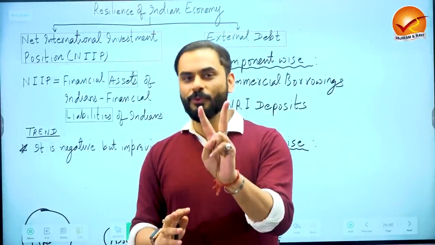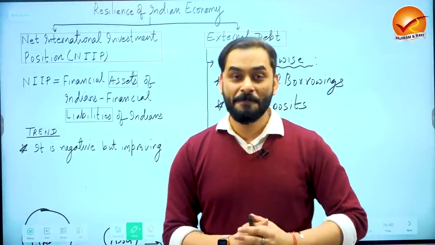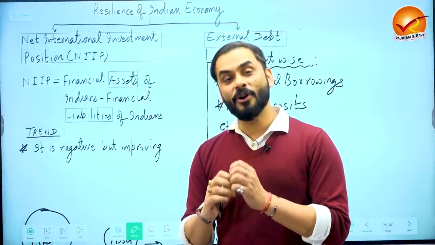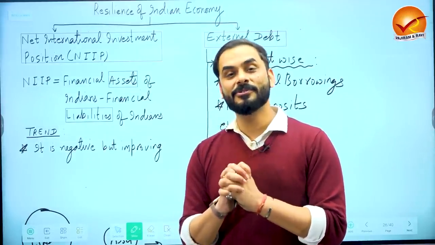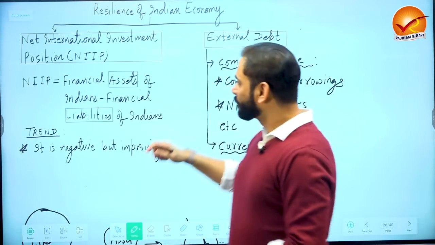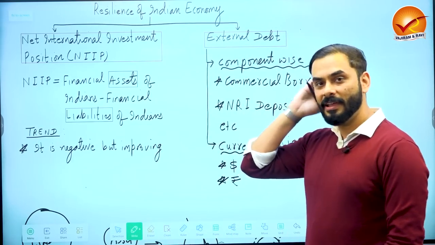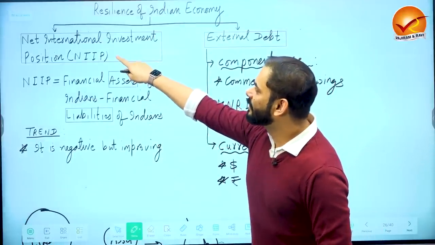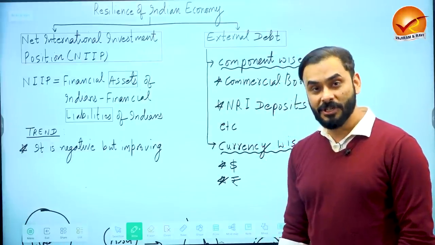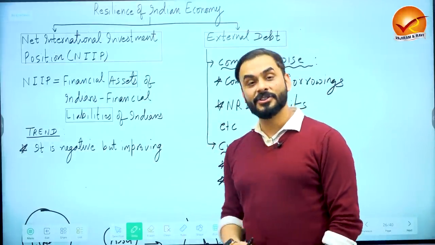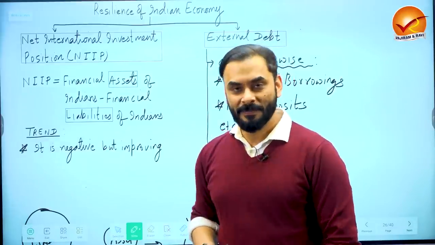So there are two ways in which you can check whether you are fragile and vulnerable, and how strong you are in terms of capital and finances, right? One of the ways to check if you are strong in terms of money is to look at something called the net international investment position, and the second is external debt. Now, what is net international investment position? I'll give you an example.